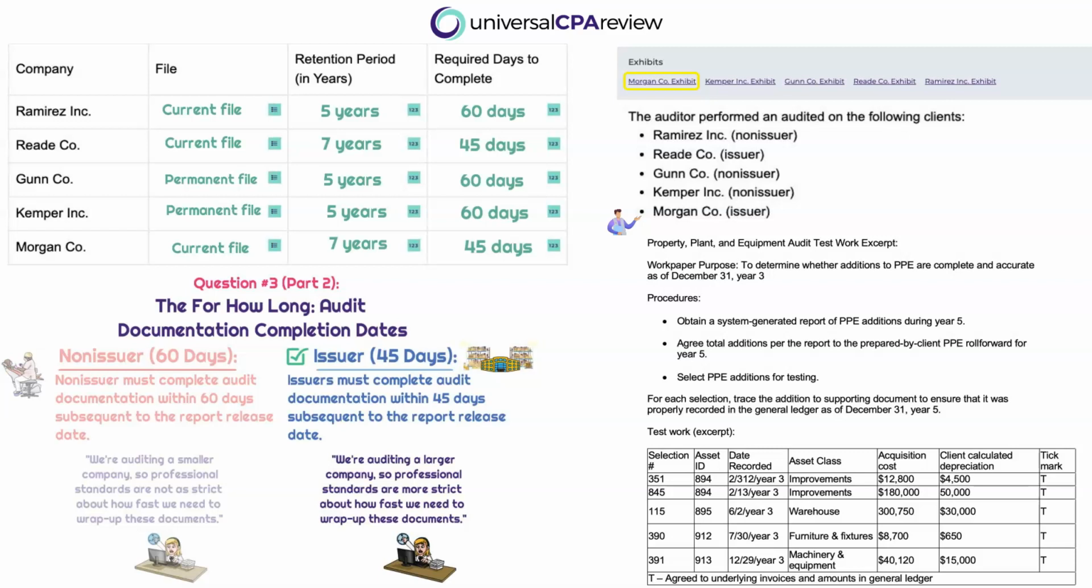Okay, so at the end of the day, again, when it comes to audit documentation, we need to remember our 3 questions: the what, the where, and the for how long. All right, if you're still struggling with this, go back and take a look at our mental map.